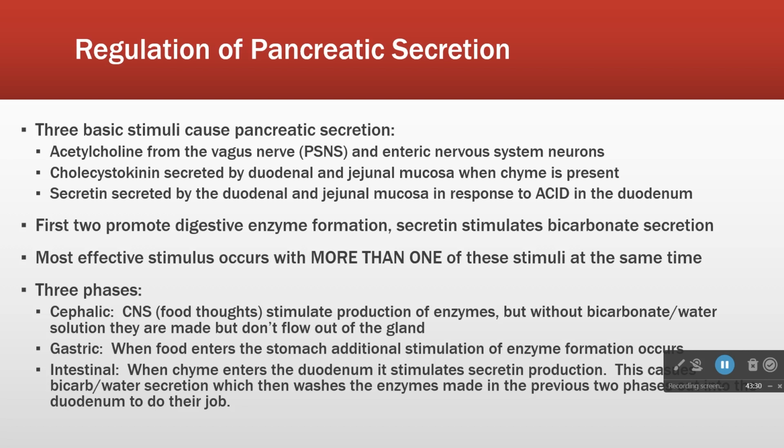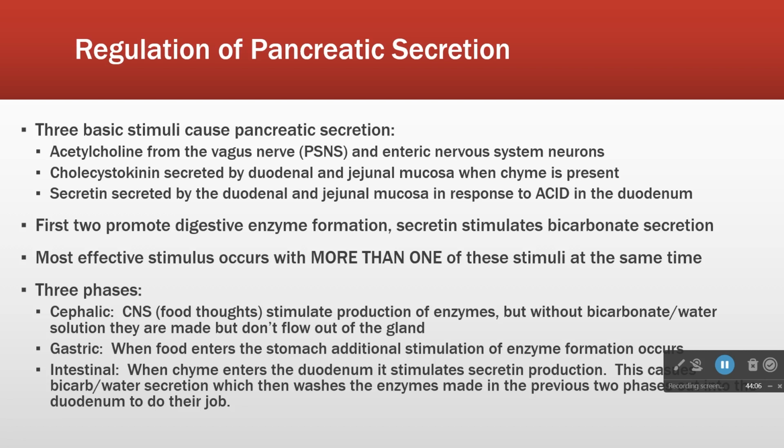So we have a nice, tight little control system. The first two, parasympathetic and cholecystokinin, promote enzyme formation, and then secretin stimulates bicarbonate secretion, because it's the acid producer side. These all work better together. You get your maximum secretion if you have parasympathetic, cholecystokinin, and secretin all working together, which is the typical case. Usually you're going to have all three of those happening.